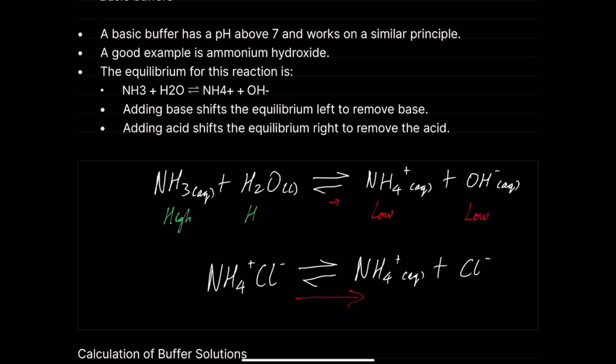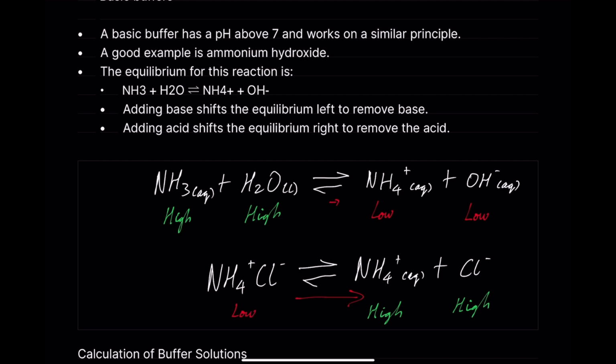reactants. But it's the opposite here, where this is a salt, right? So the salt will have a high concentration of our products because it fully dissociates into ions in solution, and therefore, because it fully dissociates, we have a low concentration of our reactants.